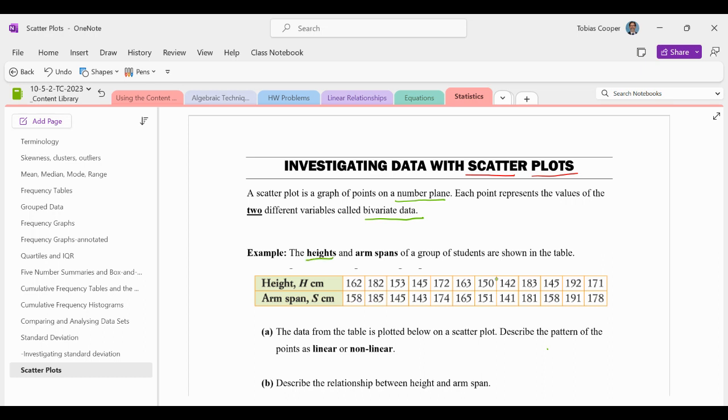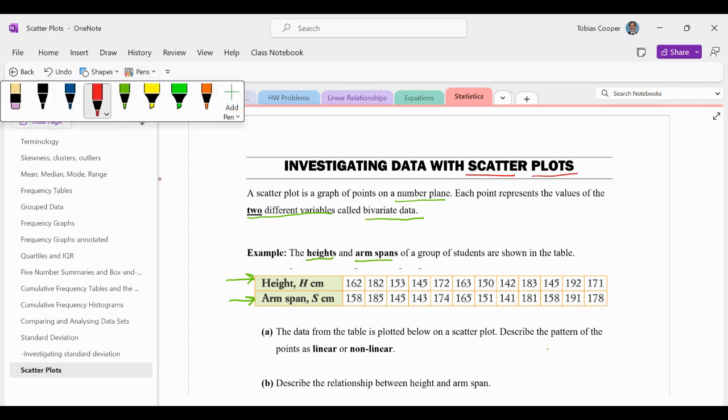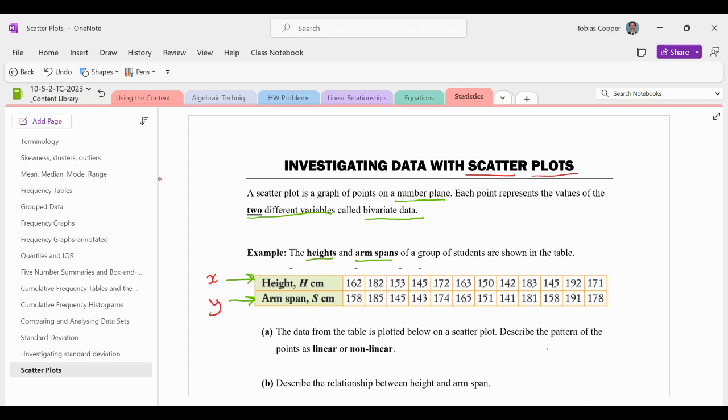So we've got the heights and arm spans of a group of students shown in the table below. The height is one variable and the arm span is another variable. You could think of these typically as your x values and y values, but this time we're looking at height and arm span in centimeters. When you're plotting two variables on a number plane, we call this bivariate data. Bi means two, so two variable data.